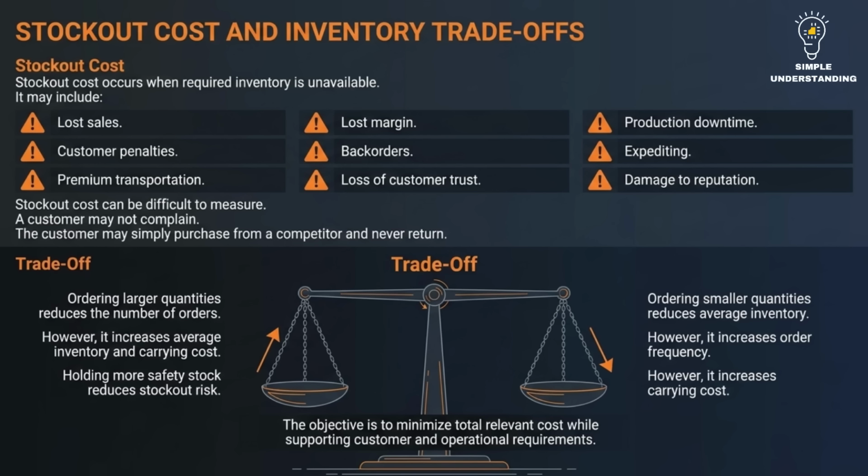Trade-off. Ordering larger quantities reduces the number of orders. However, it increases average inventory and carrying cost. Ordering smaller quantities reduces average inventory. However, it increases order frequency. Holding more safety stock reduces stockout risk. However, it increases carrying cost. The objective is to minimize total relevant cost while supporting customer and operational requirements.